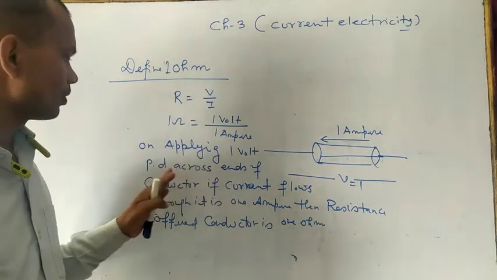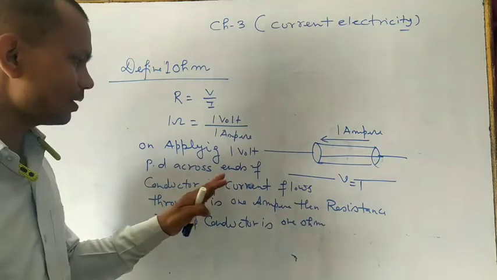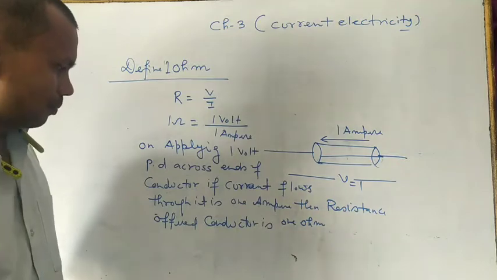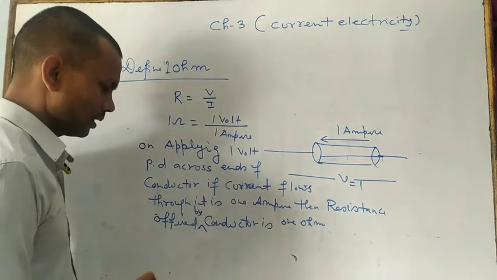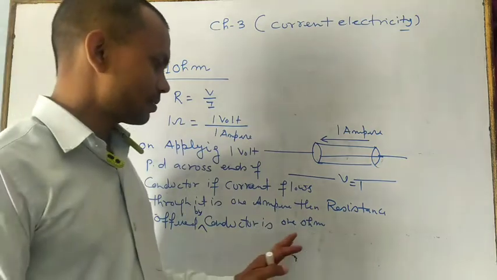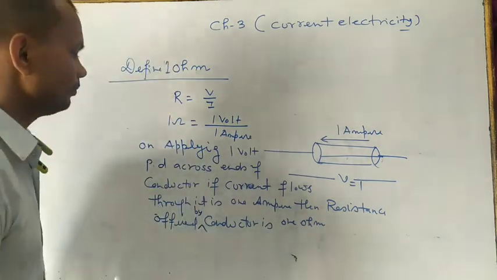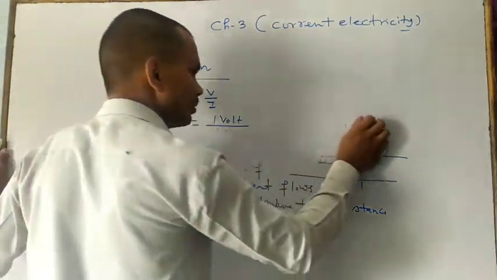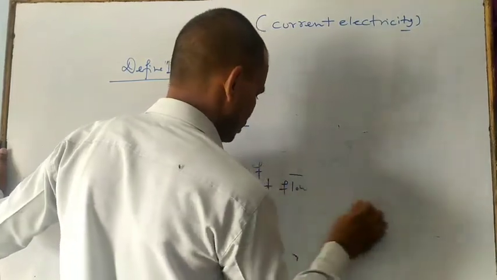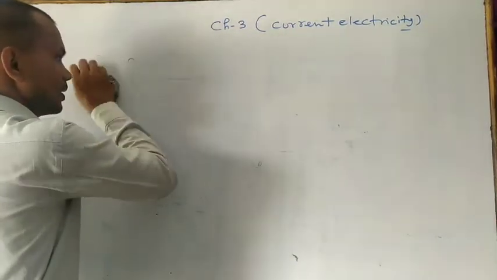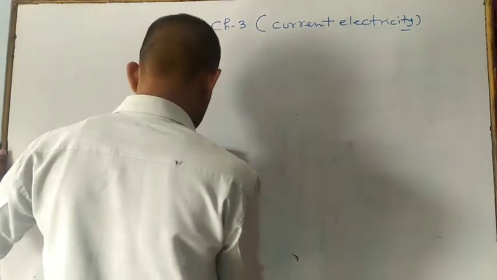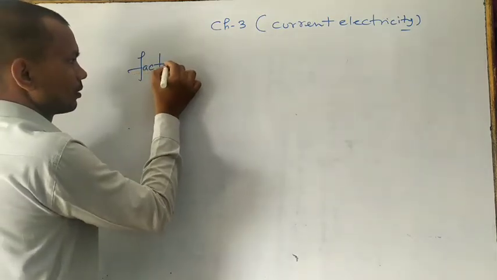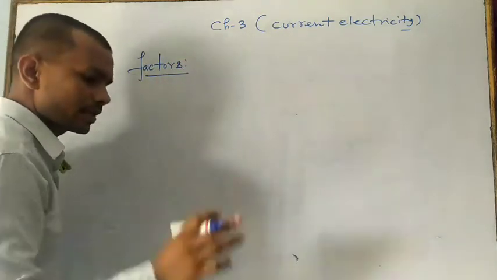So this is the definition of 1 ohm. Means on applying 1 volt potential difference across the ends of a conductor, if the current flowing through it is 1 ampere, then the resistance offered by the conductor is 1 ohm. Right? Now after this we are going to discuss the factors on which the resistance of a conductor depends. So this is the next topic: the factors on which the resistance of a conductor depends.